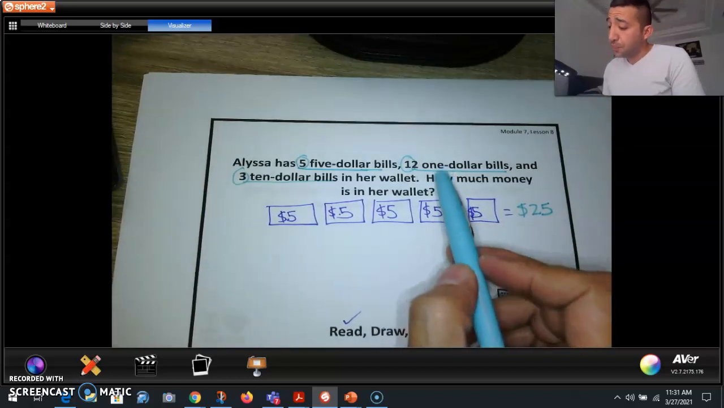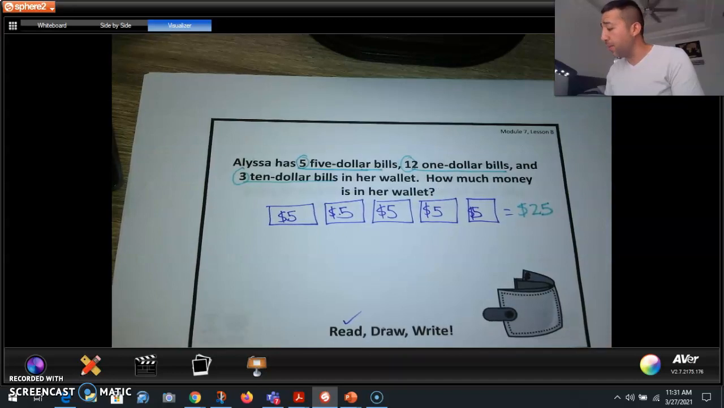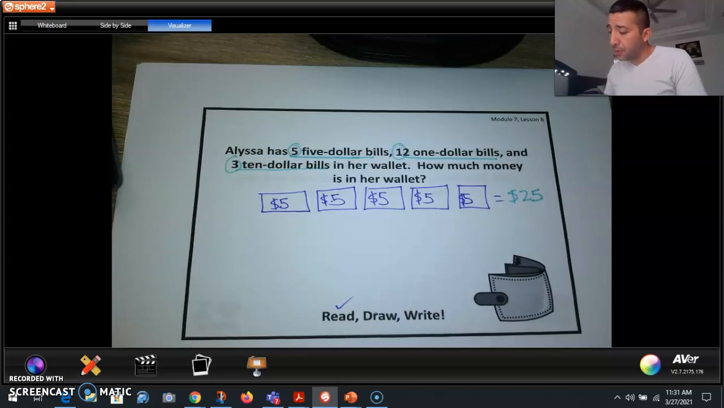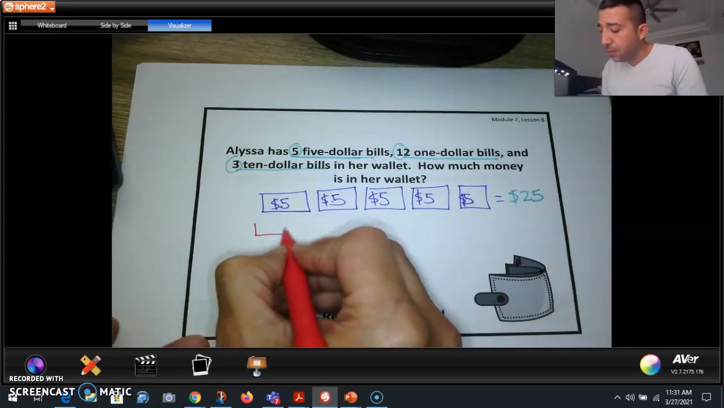She also has, boys and girls, 12 $1 bills in her wallet. Okay, so let me go ahead and do the dollar bills now. But now she has 12, right? So let me do it smaller because there are a lot.